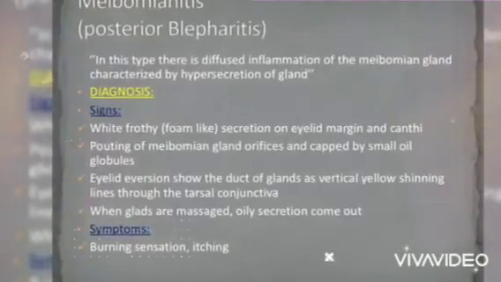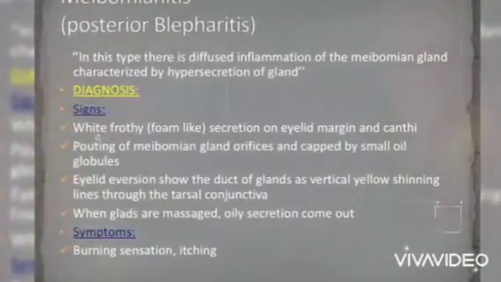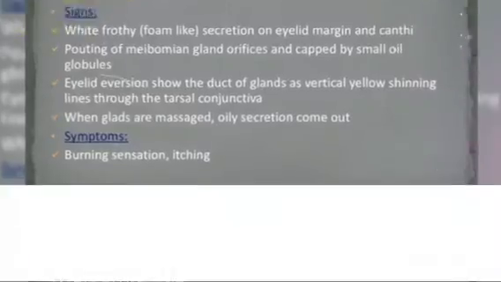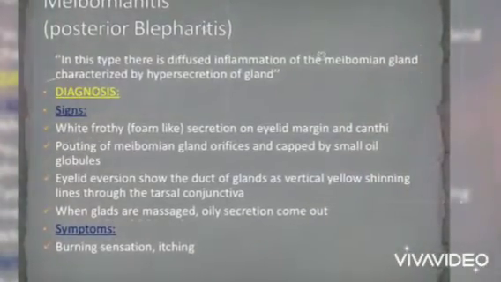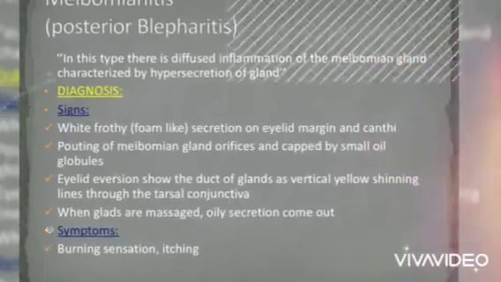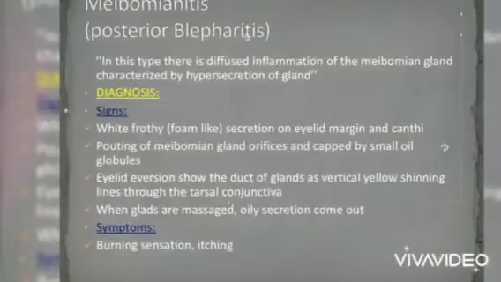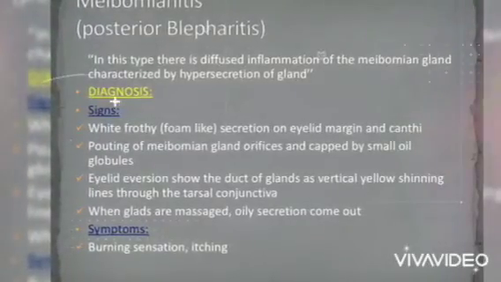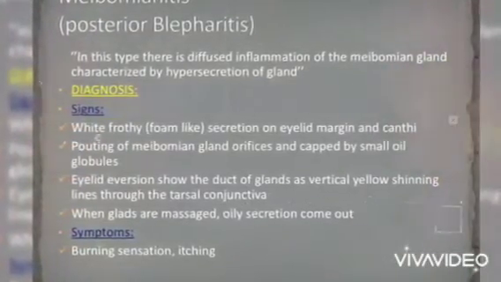Meibomianitis. Meibomianitis is a diffuse inflammation of meibomian gland characterized by hypersecretion of the gland. To diagnose meibomianitis, look for signs and symptoms. Signs are white frothy secretion on eyelid margin and canthi, pouting of meibomian gland orifices and capped by small oil globules.